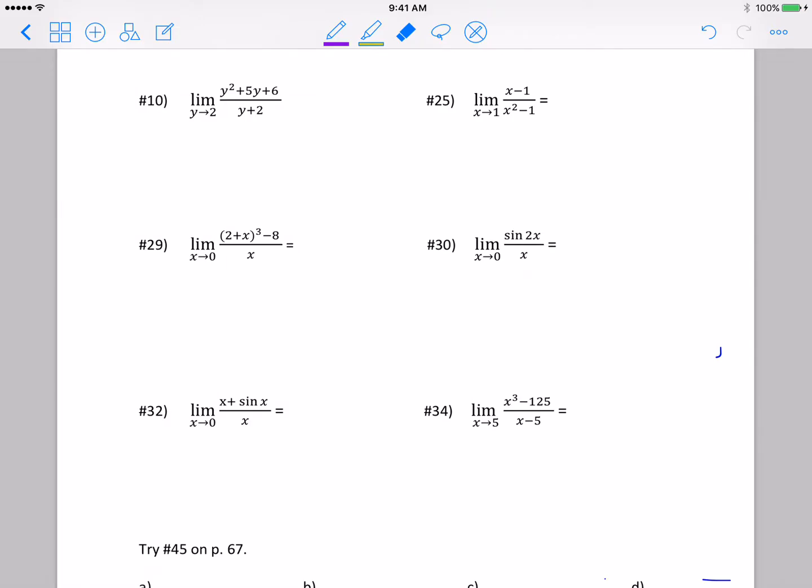Now on to number 30. Number 30, you have a strange expression, sine of 2x over x. It's not even sine of x over x that we're used to seeing by now, hopefully. So you have to manipulate this expression a little bit. Fortunately, you don't have to use a double angle formula or anything like that.